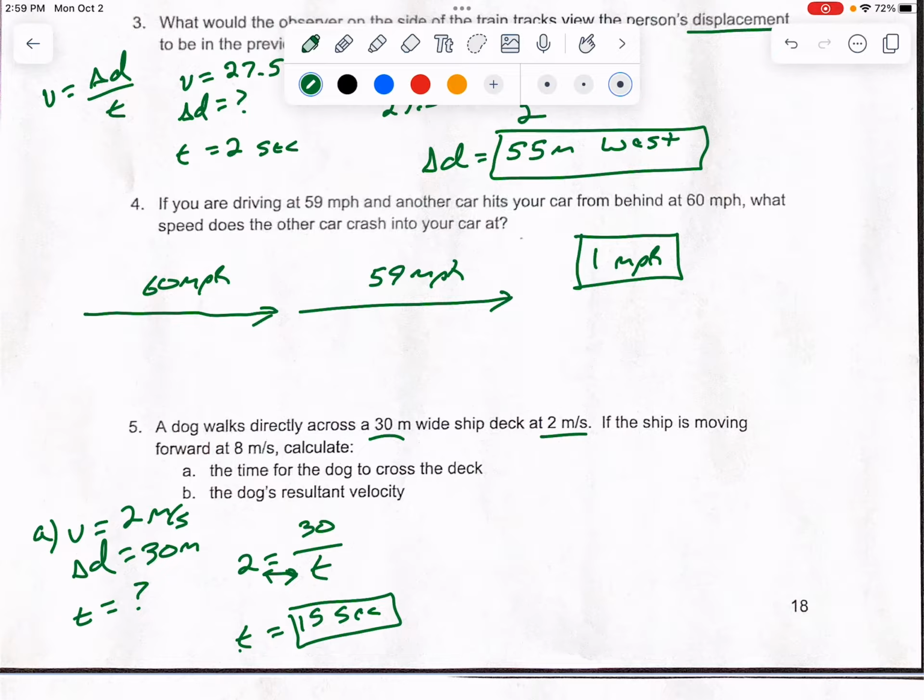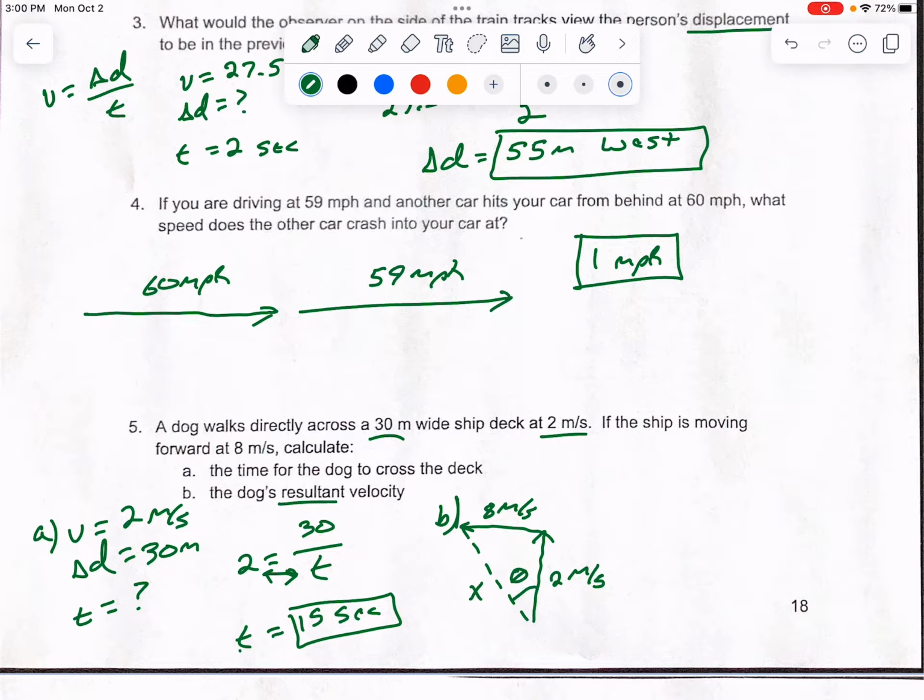Now, part B, it says find the dog's resultant velocity. So anytime I say resultant, that's a dead giveaway. That means I want the combined velocity now, which is going to be your triangle, your hypotenuse. So part B is I'm going to have this dog going across at 2 meters per second, and the boat's going forward at 8 meters per second. So we're going to have this displacement right here that's going to look like this. We're going to find our hypotenuse and our angle.